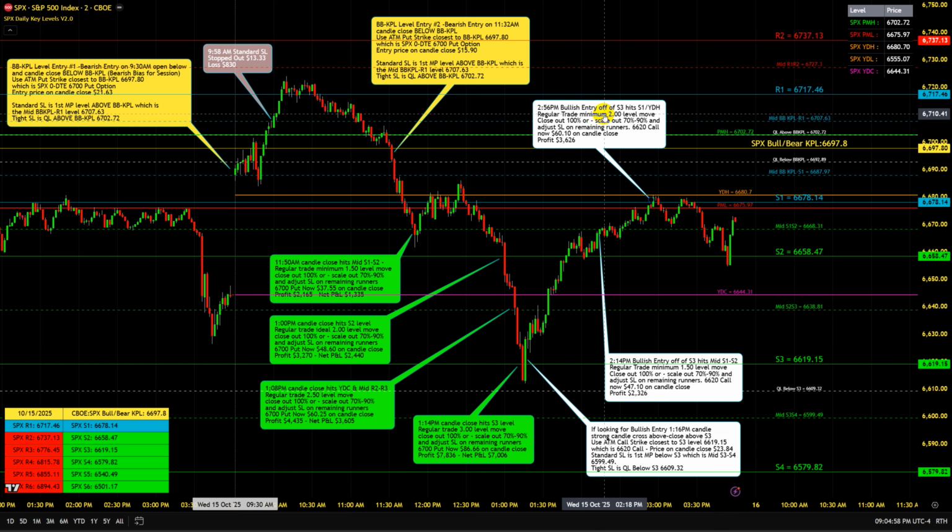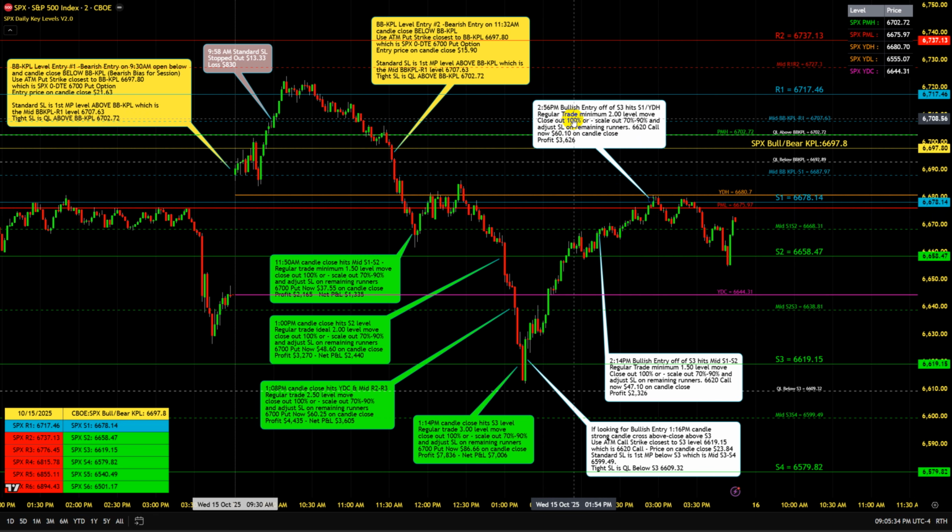At 2:56 p.m., the bullish entry off of S3 now hits the S1 level, as well as the YDH level. So we've gone all the way back up to yesterday's RTH session daily high. And we also broke above the pre-market low. And this candle here is the 2:56 p.m. candle, where it takes out the S1 level and then touches the YDH level.